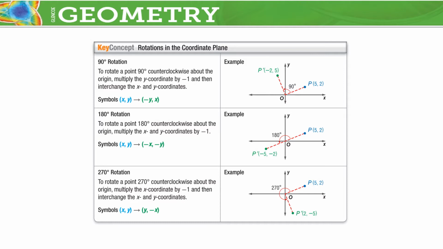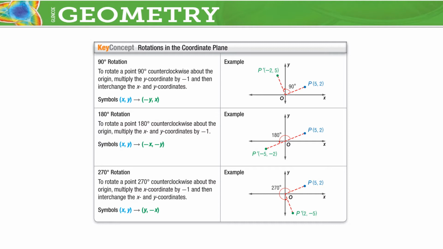To find the image of a point by rotation 90 degrees, if your point is x, y, your image will be negative y, x. What's the meaning of this? This means you multiply the y coordinate by negative 1, then interchange the x and y coordinates. For example, if your point is P 5, 2, first 2 times negative 1 will be negative 2, then interchange will be negative 2, 5. Then your image will be negative 2, 5.